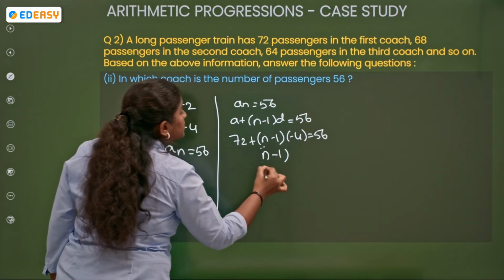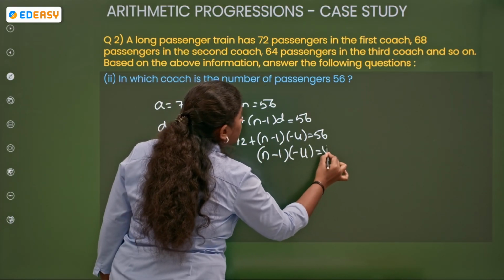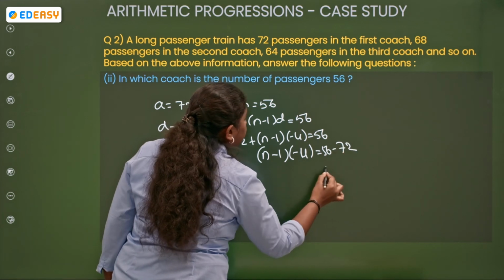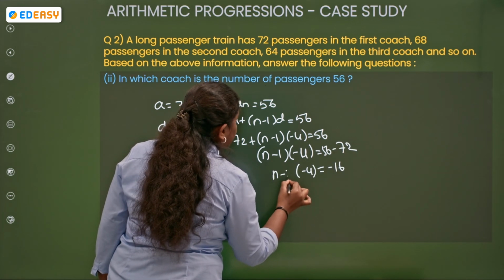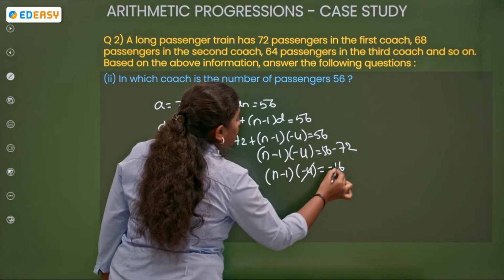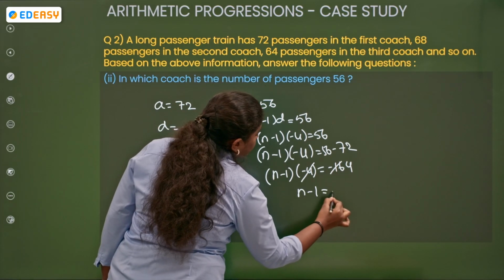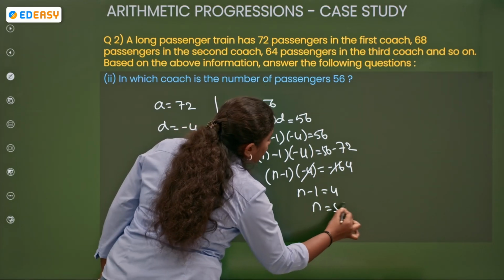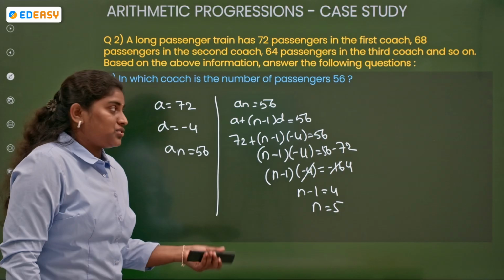Now take your 72 to the other side. Now N minus 1 into minus 4 equals 56 minus 72, which is minus 16, and here it is minus 4, N minus 1. Okay. Now minus 4 will cancel minus 16 for 4 times. So N minus 1 equals 4 and N equals 5. Simple. It means the fifth coach is having 56 passengers.